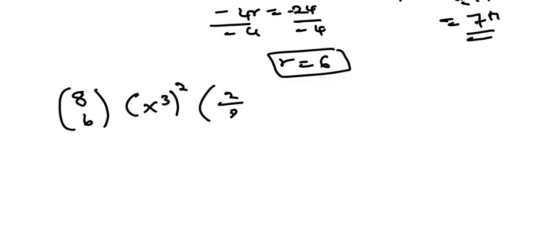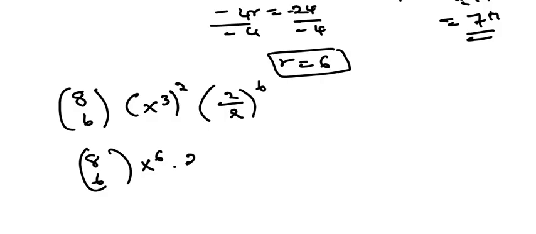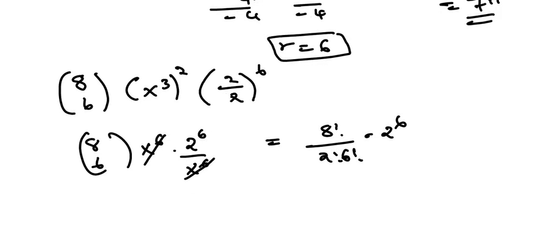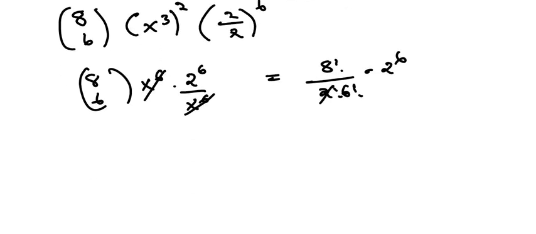2 over x to the power 6, 8 choose 6. This is 2 to the power 6, x to the power 6. You're seeing this cancelling. This is just 8 factorial, 2 factorial, and 6 factorial, multiplying 2 to the power 6. So this 2 can cancel with 1, 2 there, leaving us with 8 times 7 times 6 factorial. There's a 6 factorial down.